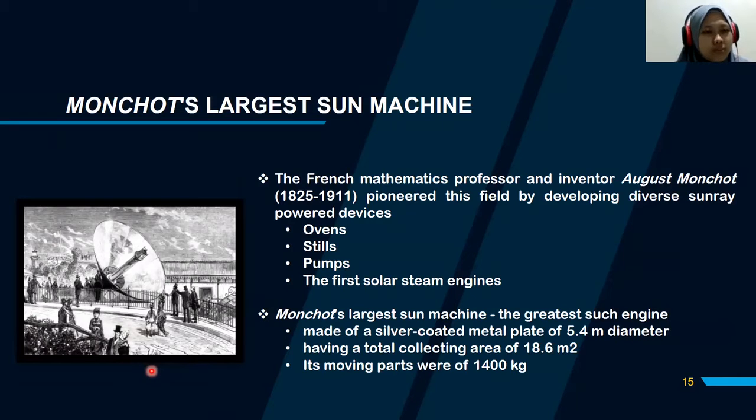Mouchot's largest sun machine. The French mathematics professor and inventor Auguste Mouchot, 1825 to 1911, pioneered this field by developing diverse sun-ray powered devices such as ovens, steel pumps, and the first solar steam engine. Mouchot's largest sun machine is the greatest such engine. It was made of silver-coated metal plate of 5.4 meter diameter, having a total collecting area of 18.6 square meters, and its moving parts weighed 1,400 kilograms.